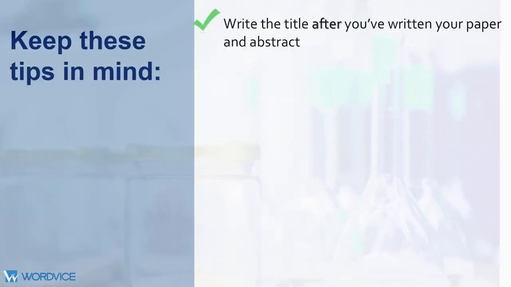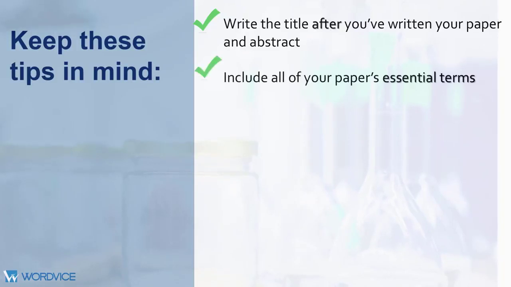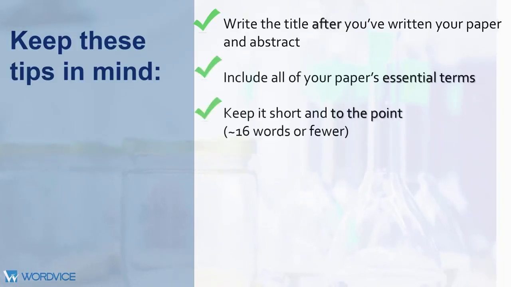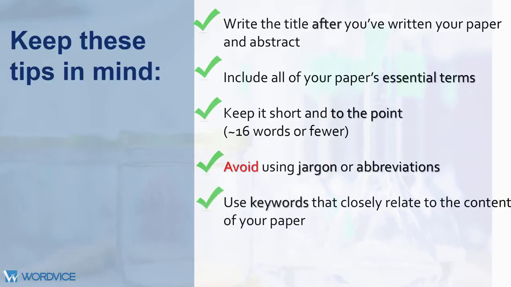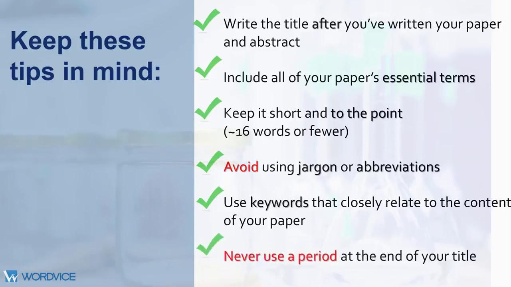Keep these tips in mind when creating your research paper title. Write the title after you've written your paper and abstract. Include all of your paper's essential terms. Keep it short and to the point. About 16 words or fewer is best. Avoid using jargon or abbreviations that will not be understandable by the general reader. Use keywords that closely relate to the content of your paper. And never use a period at the end of your title. Remember, your title is not a sentence.